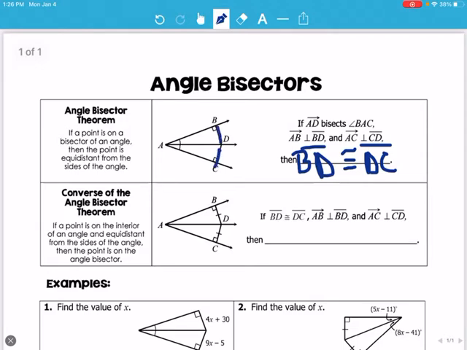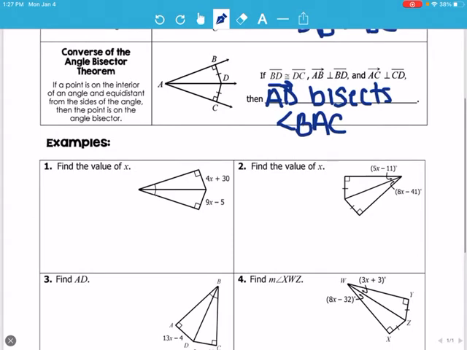These two guys. I can also go backwards: if I know that BD and CD are equal to each other and all that other jazz, I can just say that it is an angle bisector, so then AD bisects angle BAC. So when I know that my two little angles are equal to each other. Okay, so let's just go into some math.